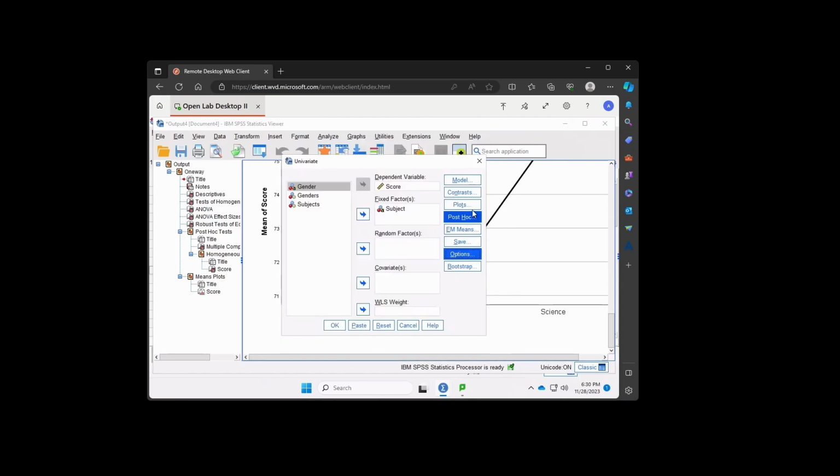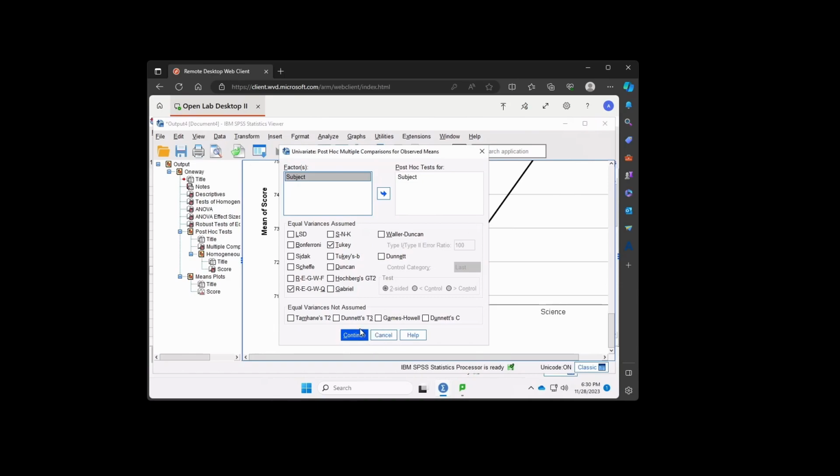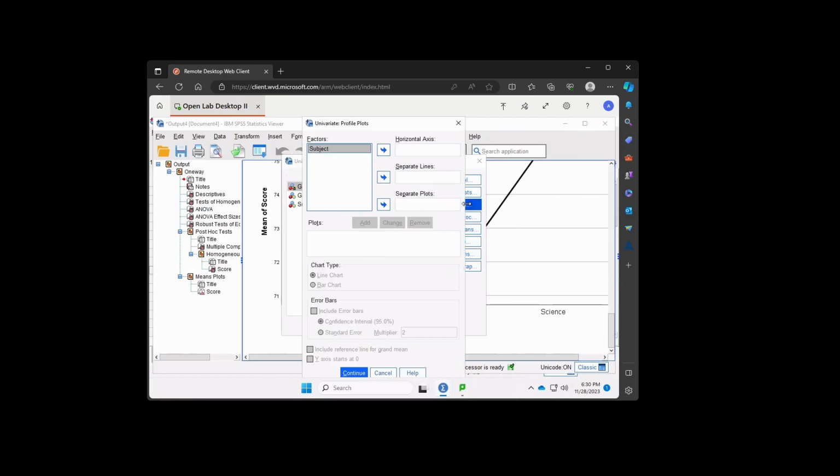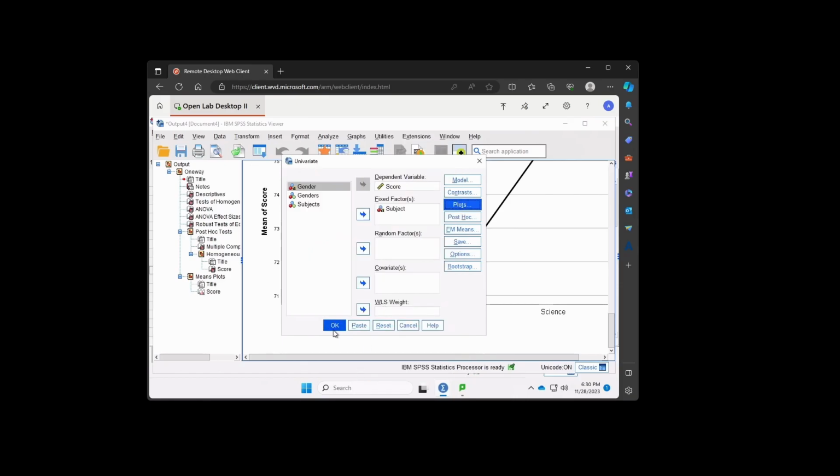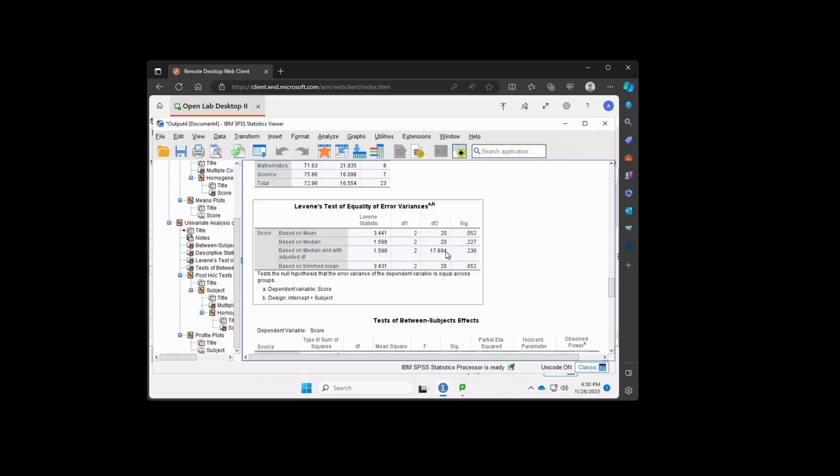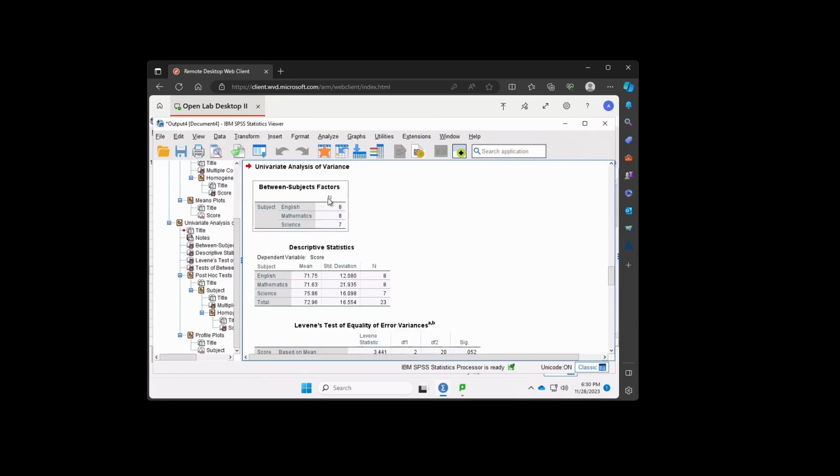Continue. And for our post hoc test, we want to have subject and we select Tukey. And for the plot, we want to put subject and just add it and continue. Click OK. And this shows our test result for univariate analysis of variance. And this is the result of using the general linear model, and they are just different data available.